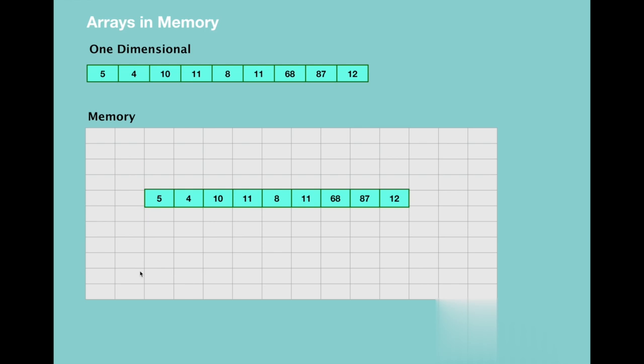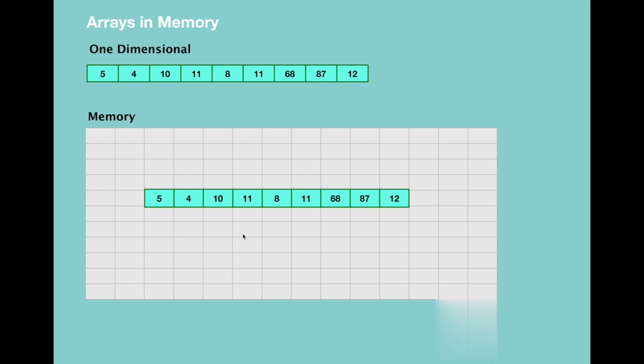We as developers cannot do anything about this, because it's up to the system from which location it will start this array. But the system guarantees that all these cells will be contiguous in memory, which means that they will be located next to each other. This means that there will not be any gap between these cells. For example, 5 cannot be here and 4 cannot be here. If 5 is here, then 4 has to be over here. This means that these elements will be located next to each other, no gap between them.